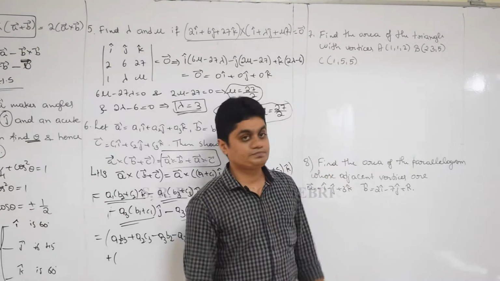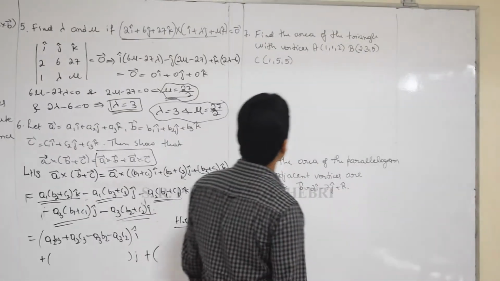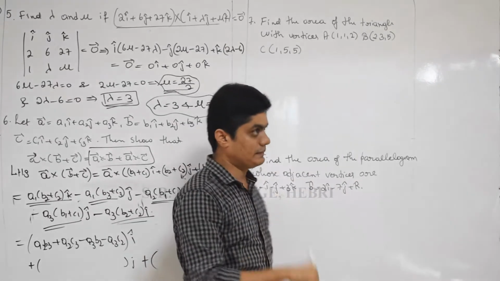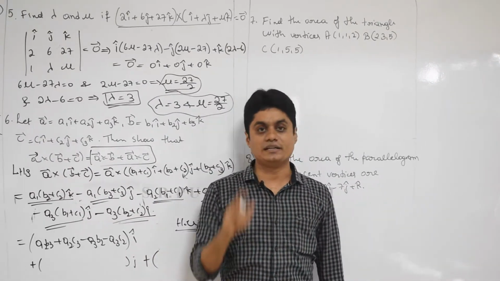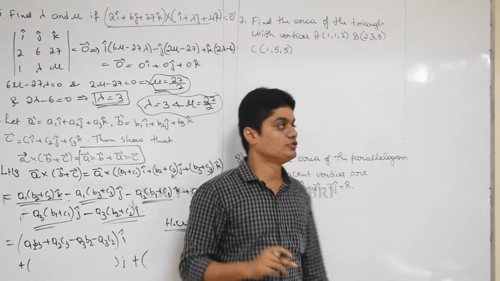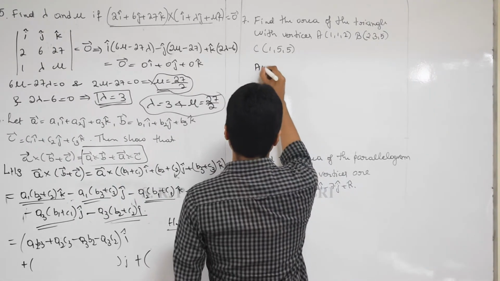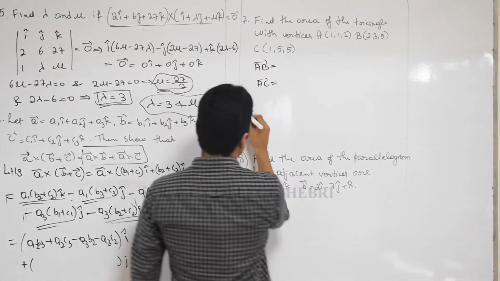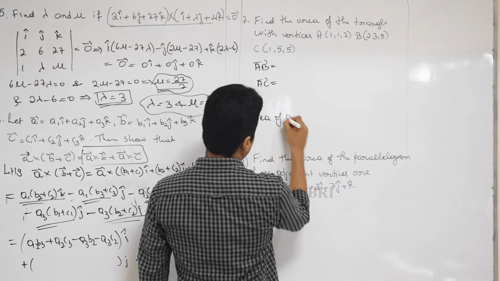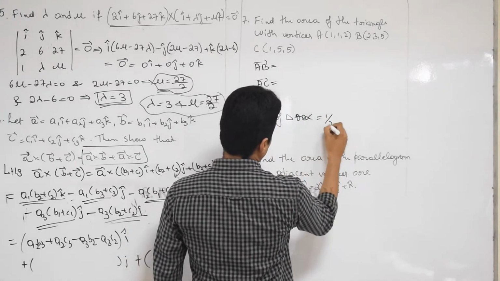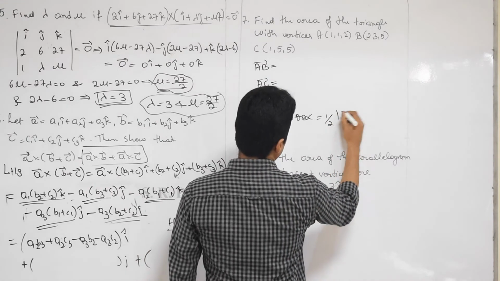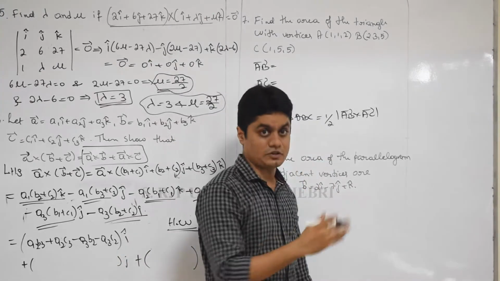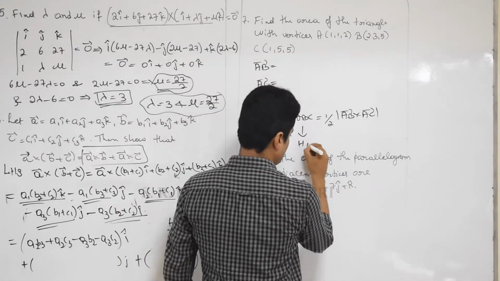Very good. So next, find the area of the triangle with the vertices. In the last class I gave the formula for area of a triangle, half of magnitude of A cross B. So first find out two vectors. Any two vectors are allowed, vector AB and vector AC. Then area of triangle ABC is half magnitude of vector AB cross AC. Finding the cross product, this work will be homework, remember that.